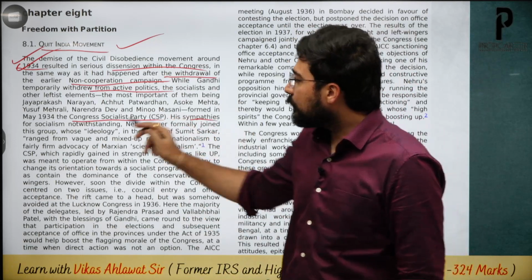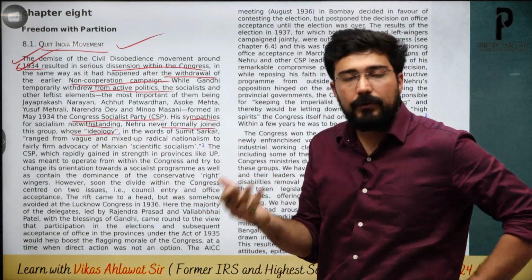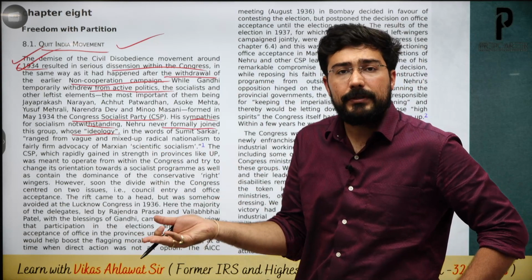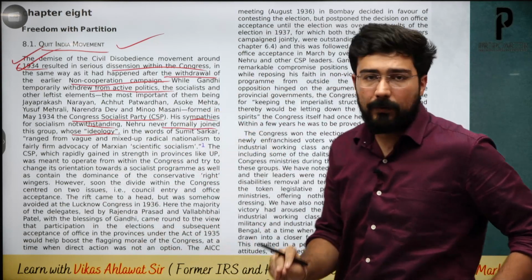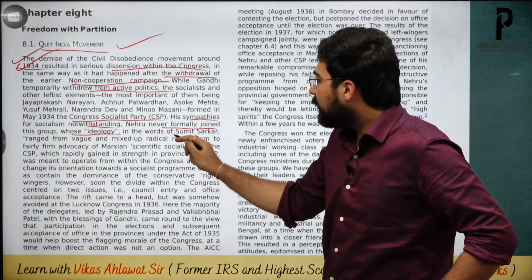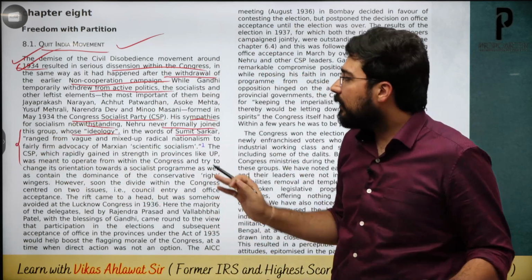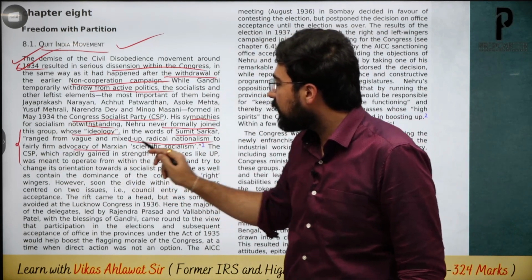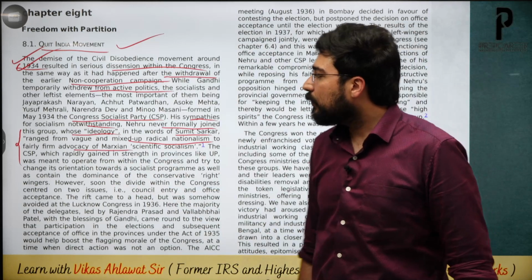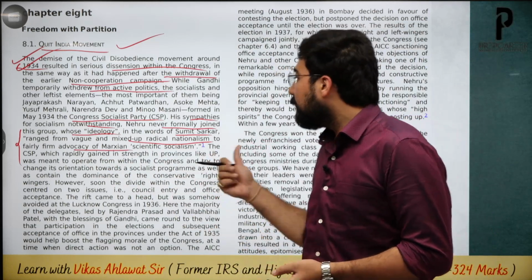His sympathies for socialism notwithstanding, Nehru never formally joined this group. Nehru, as all of you know, was very much linked to socialism. He used to say socialism is a part of the answer for the world's problems as well as India's problems. So he had sympathy with them. But in the words of Sumit Sarkar, it ranged from vague and mixed-up radical nationalism to fairly firm advocacy of Marxian scientific socialism. So the ideology of Nehruji has been explained by Sumit Sarkar.